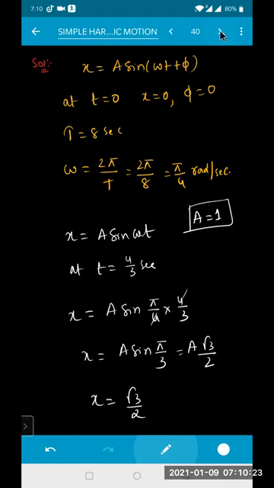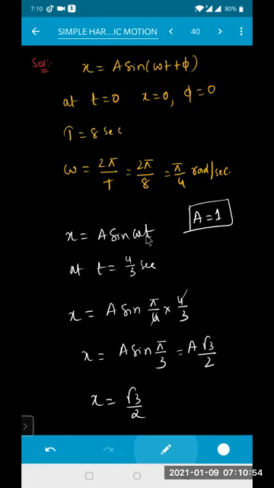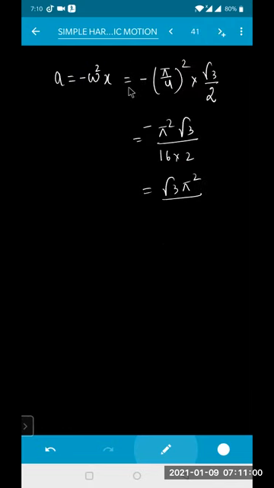Once I know the value of x, can I get the acceleration, beta? A is equal to minus omega square into x. That is equal to minus, omega value is how much we got? Pi by 4, this whole square into x. X value is root 3 by 2. So this will become pi square into root 3 divided by, 4 square is 16, 16 into 2. This one is minus. So for direction we have to keep minus for sure, because acceleration is always directed towards the center.